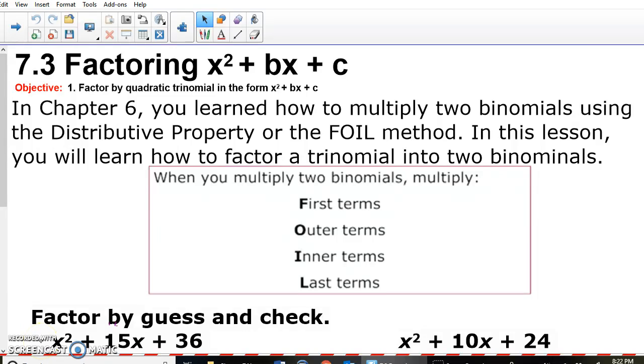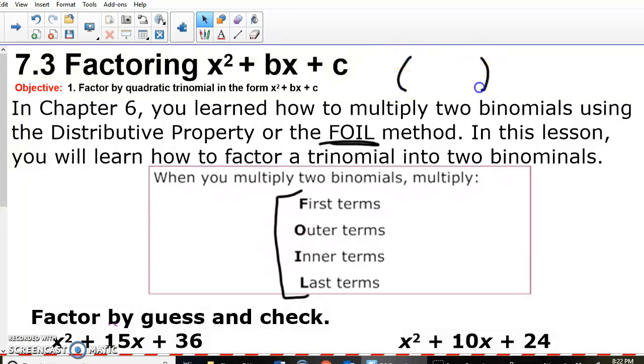Hi class, this is lesson 7.3, factoring x squared plus bx plus c. If you remember back from chapter 6, we learned how to multiply two binomials using something called FOIL. FOIL is just a way to organize our multiplying when we use the distributive property. So it's just a technique to use. Today we're going to be going backwards from FOIL.